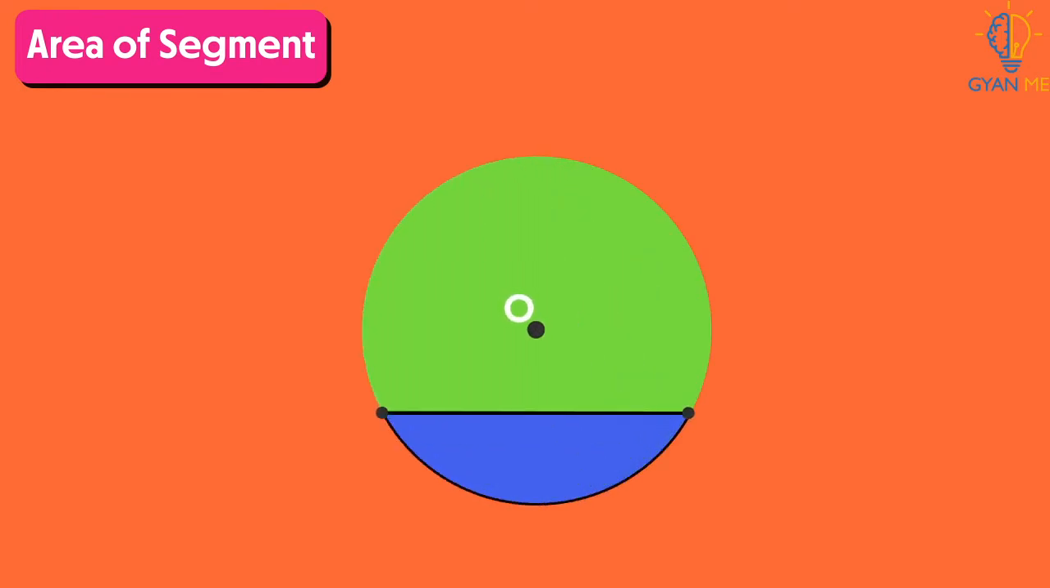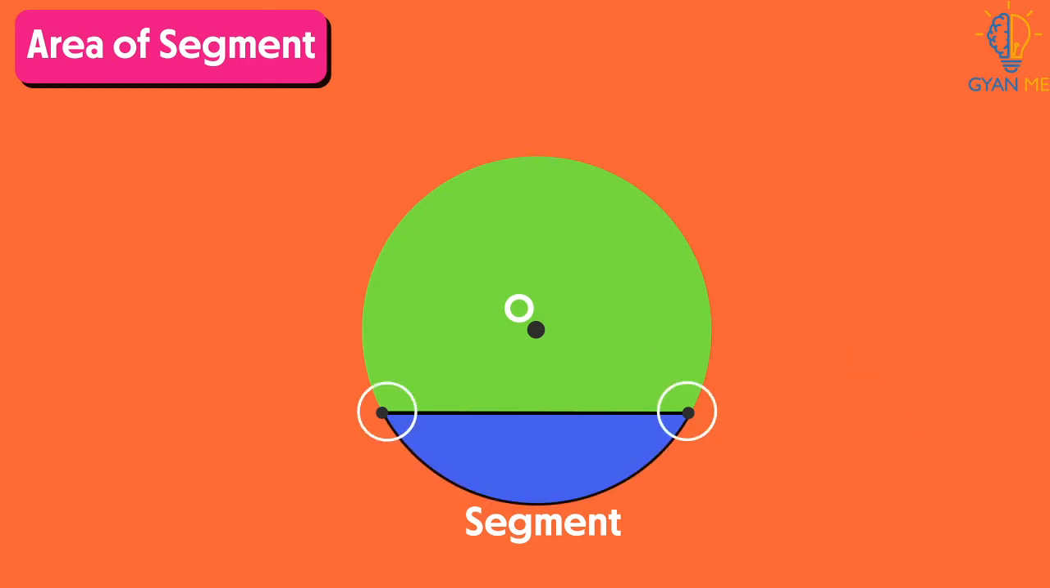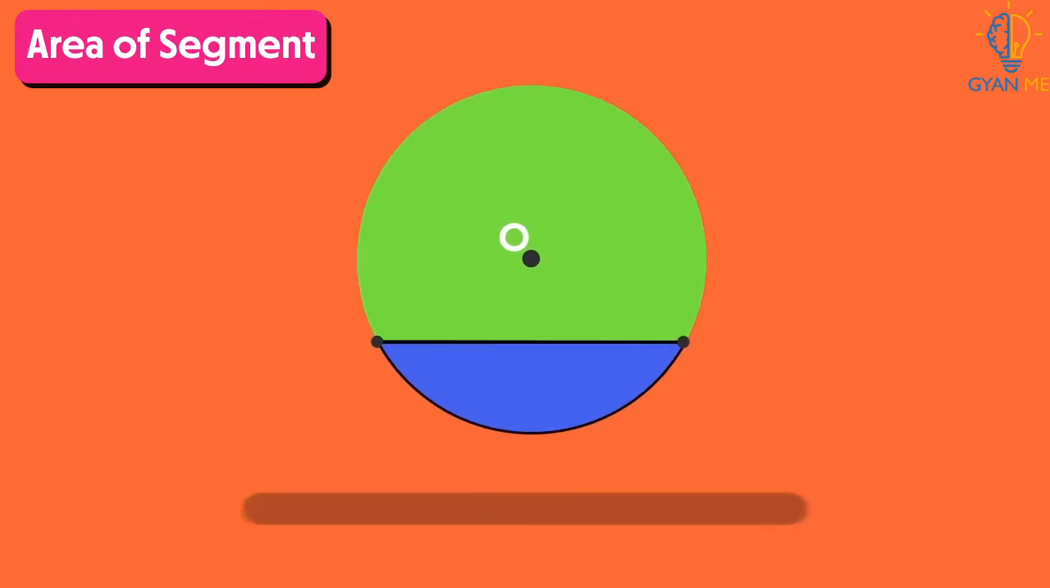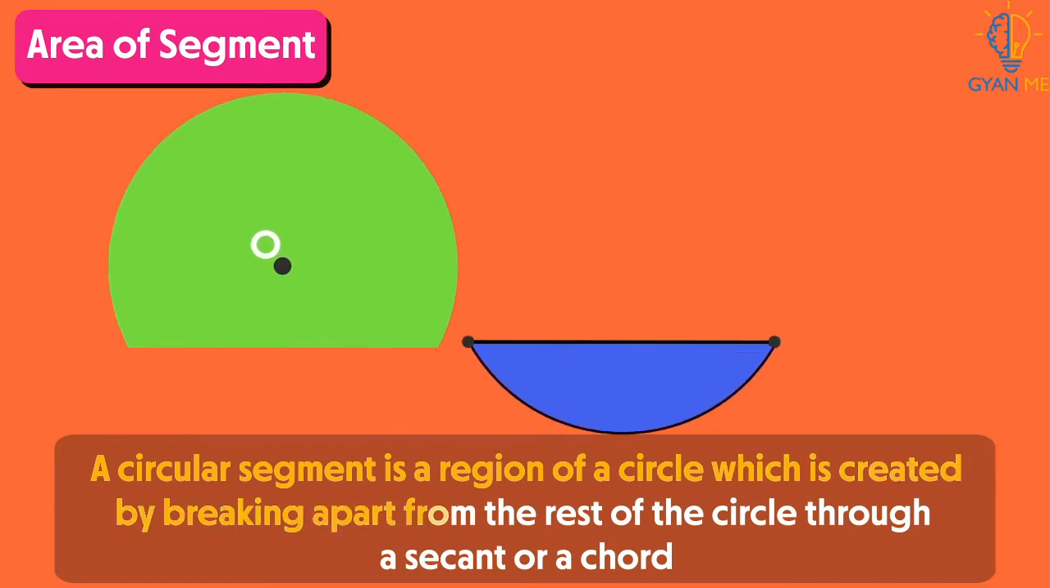But first, let's recall that segment of a circle can be defined as a region bounded by a chord and a corresponding arc lying between the chord's endpoints. In other words, a circular segment is a region of a circle which is created by breaking apart from the rest of the circle through a secant or a chord.